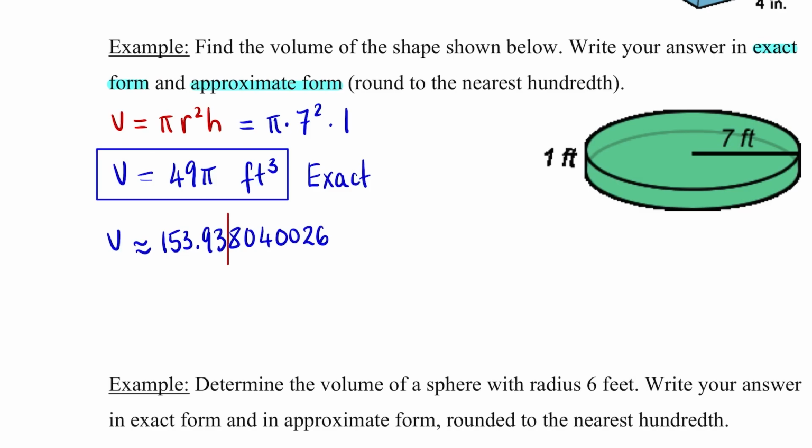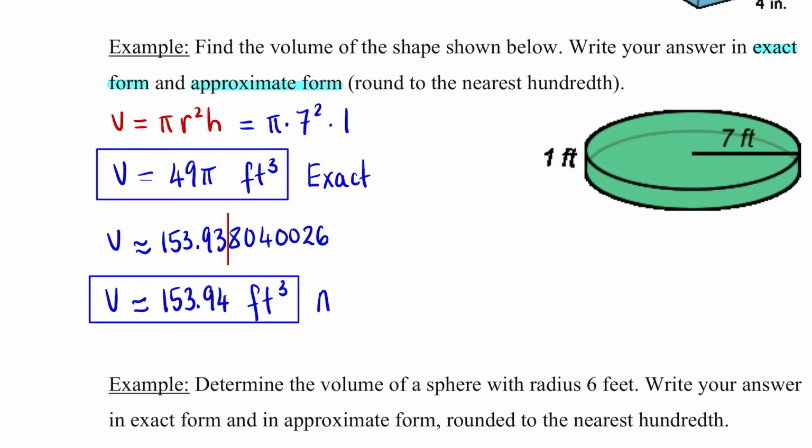So I stop right here. This digit is 8, so I round up to 94. 153.94 cubic feet. This is the approximation. Please always read the instruction to see if they want exact form or the approximate form or both.